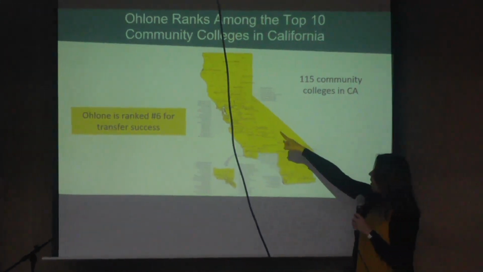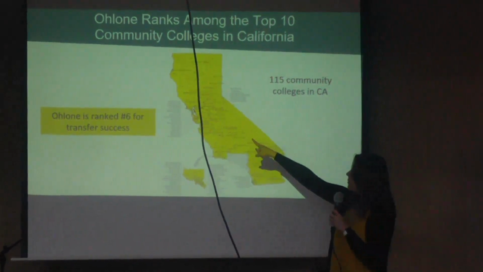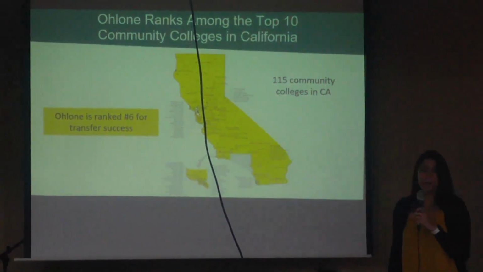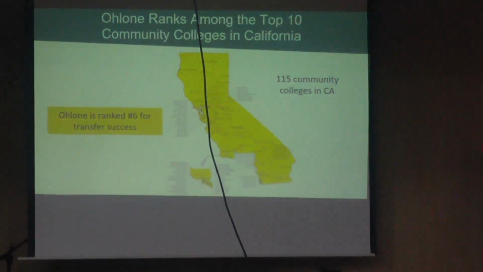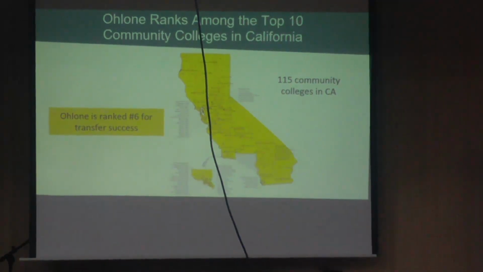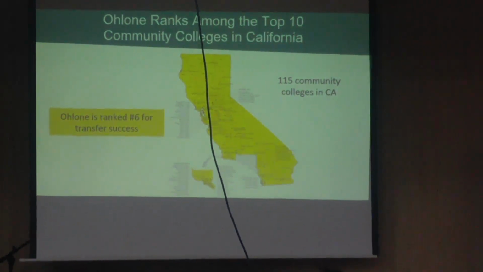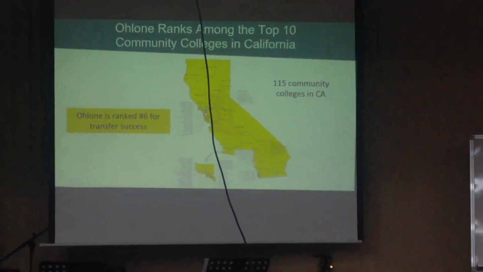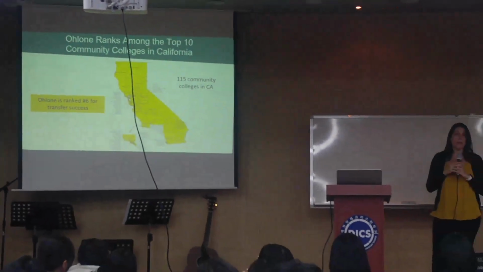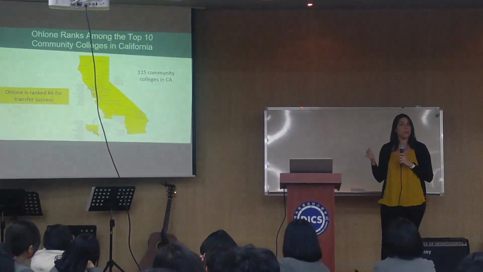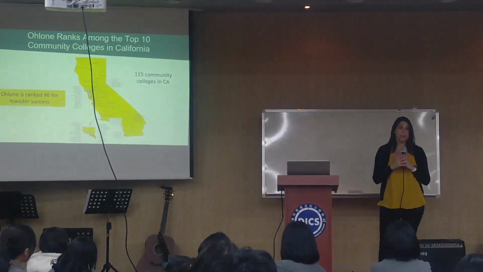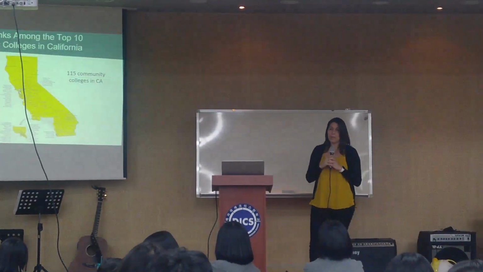Ohlone College is right here. You see that little bay right in the middle of the state? We're in Fremont, California. Okay, that's near San Francisco. It's in Silicon Valley. You can actually take the train. It's about 45 minutes from San Francisco. It's a great location. The weather is not too hot. It's not too cold. So it's a really nice place to live.